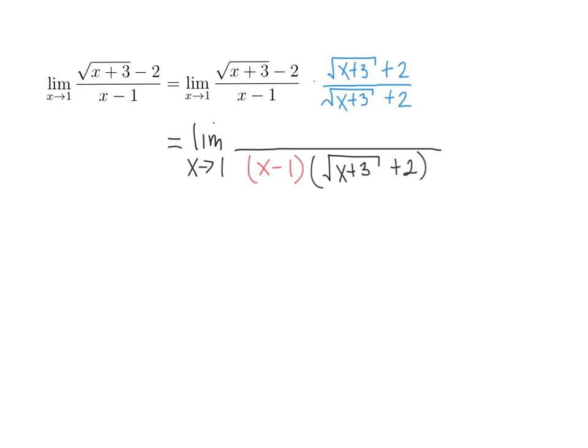In the denominator, we want to keep these two terms separate, the x minus 1 and the square root of x plus 3 plus 2. In the numerator, we can make use of the symmetry between those two terms to determine that the numerator becomes x plus 3 minus 4. Let's take a closer look at this step.